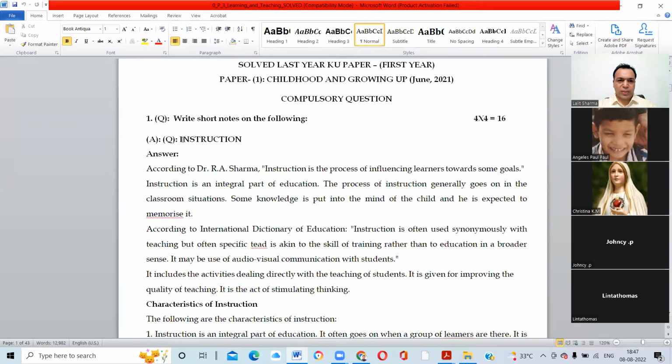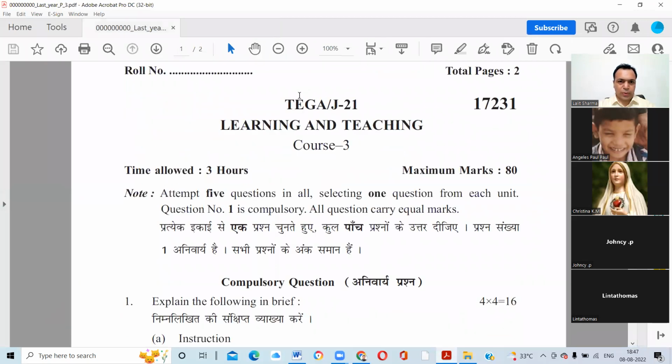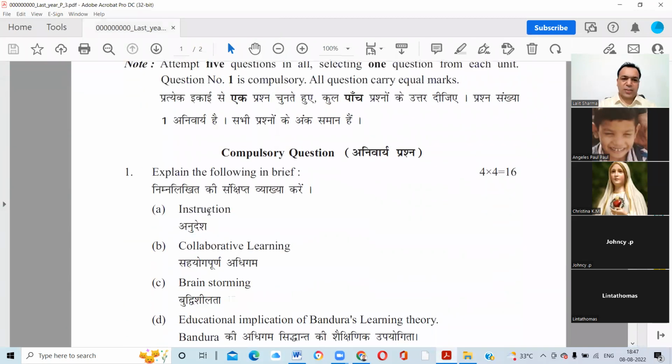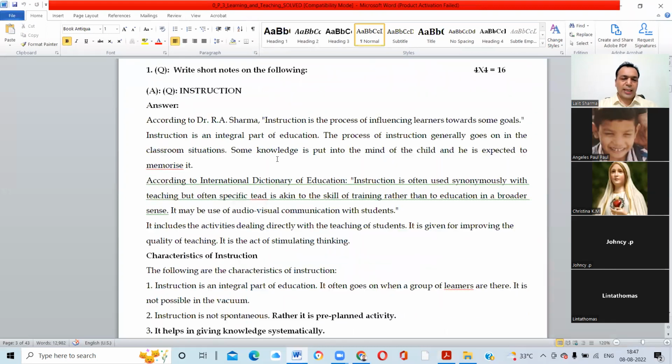The first question is about instruction. We close our syllabus because both are open. Second is collaborative learning, third is brainstorming, and fourth is educational implications of Bandura's learning. So guys, I have made notes on instruction for you. Very swiftly I'll discuss a little bit of this because we have already discussed everything.